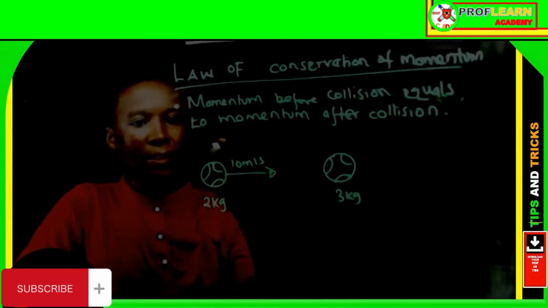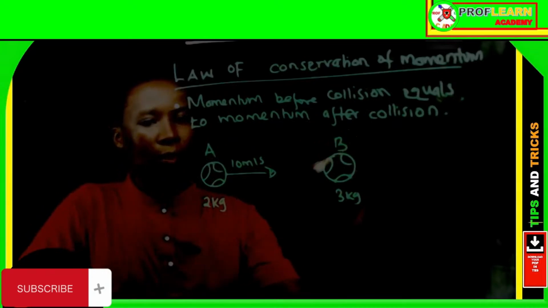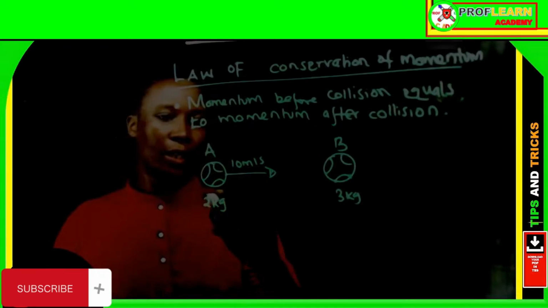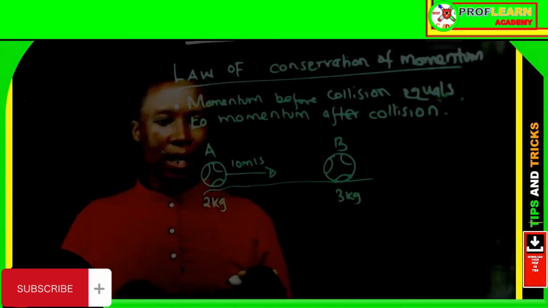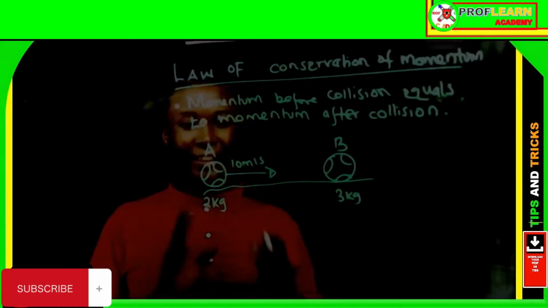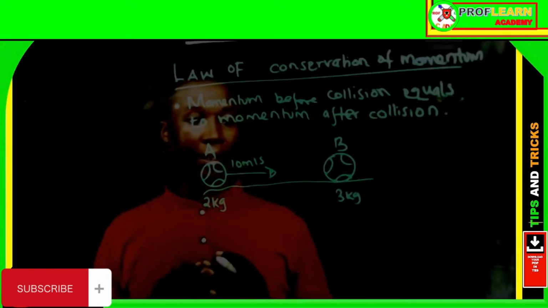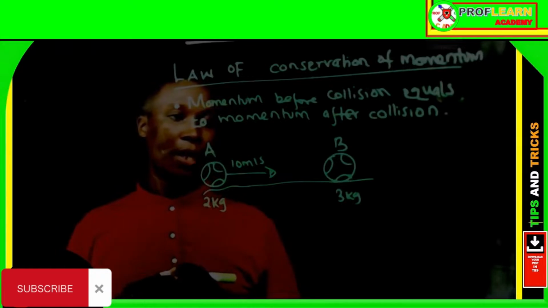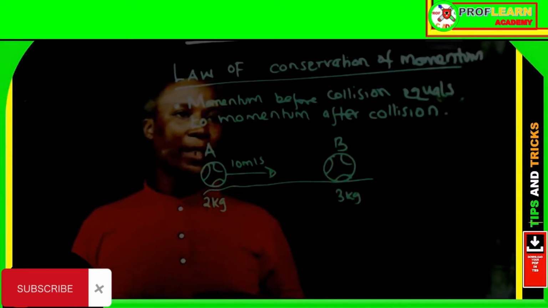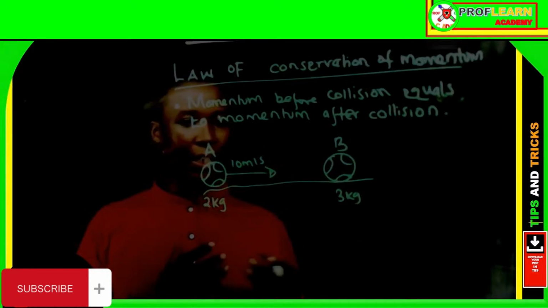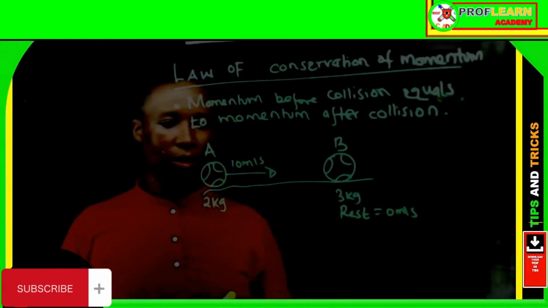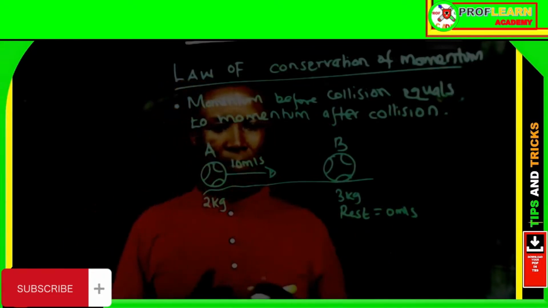This is object A, and this is our object B. Now, when you look at these two objects, if this is rolling along this, and then finally they collide, there's something profound that is going to happen here. This object A has momentum. This object has zero momentum. Why? Momentum is mass times velocity. This is at rest, which means it has 0 meters per second. So it's not moving, so it does not have momentum.